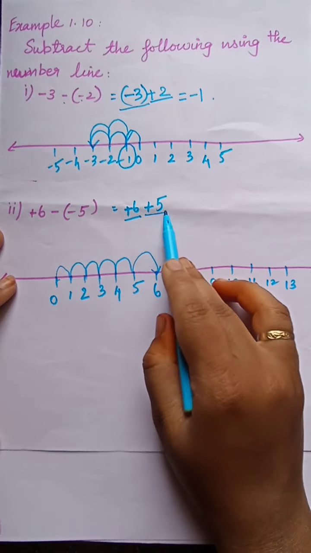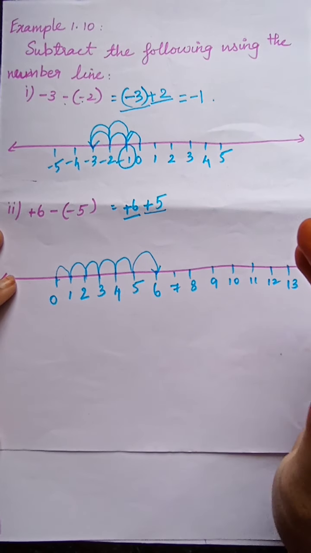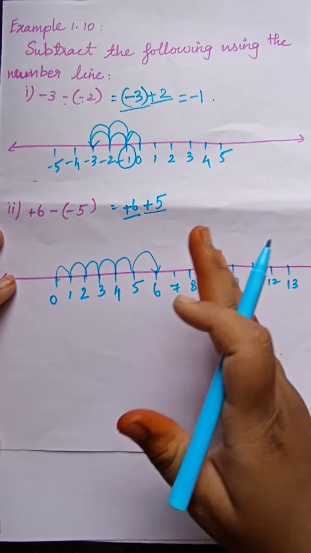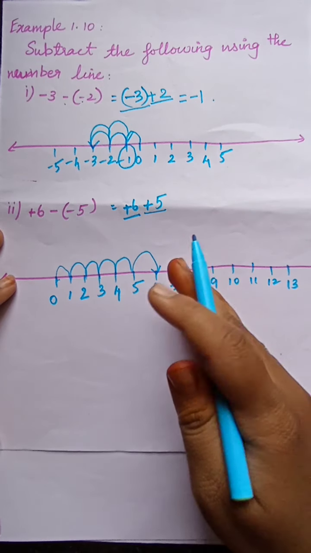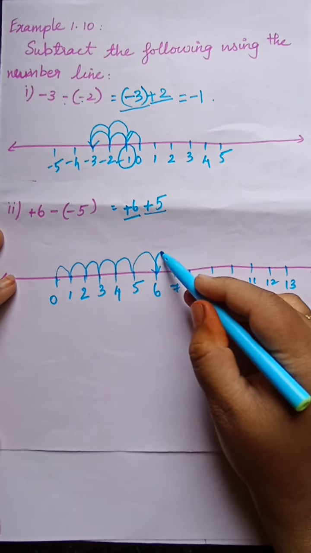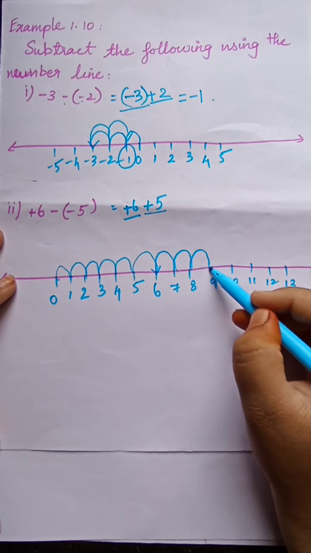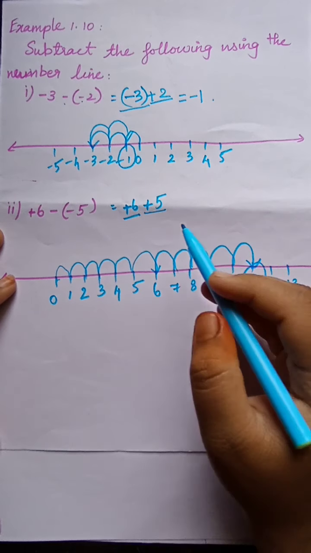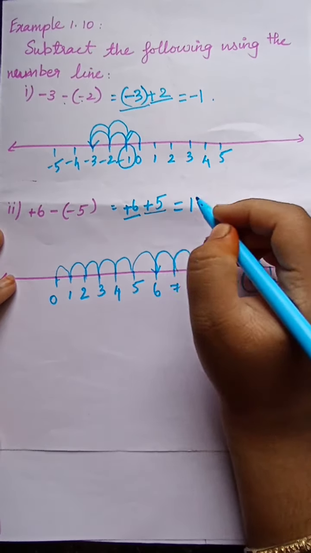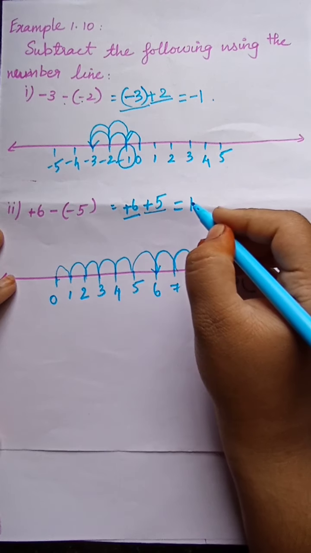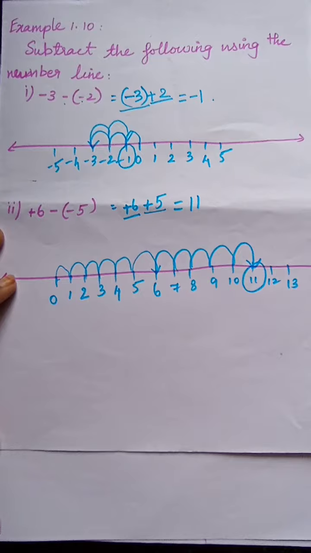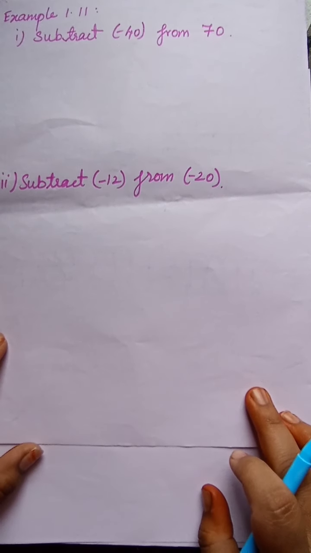Then after that the second number, that is plus 5. So plus 5 means we have to continue moving in the same direction, that is the positive side. So from 6 we are going to move 5 units. So from 6, 1, 2, 3, 4, 5. So you will come and stand at 11. So your answer will be 11. That is plus 6 plus 5 equal to 11. Clear? Can you understand? Okay, now that is example 1.